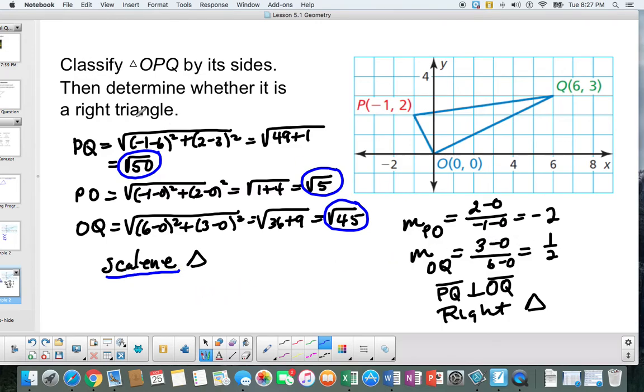Now, to figure out whether it's a right triangle or not, I had to find the slopes. This slope was -2, and this slope from O to Q was 1/4. It looked to me like it might be perpendicular, and now I see that they're opposite reciprocals, so I definitely know these are perpendicular to each other, which means I can call this a right triangle.